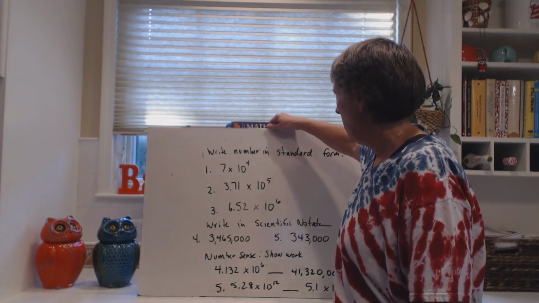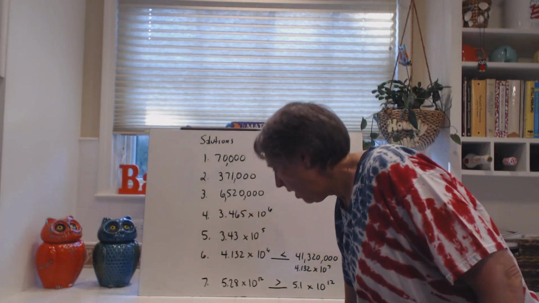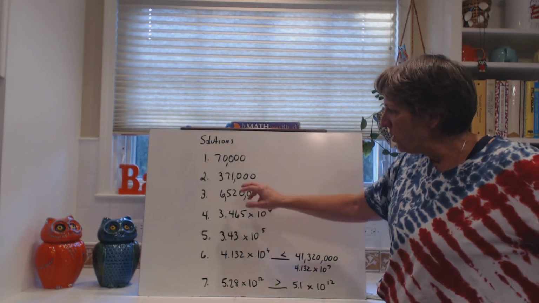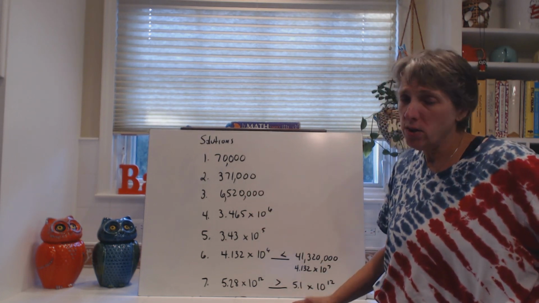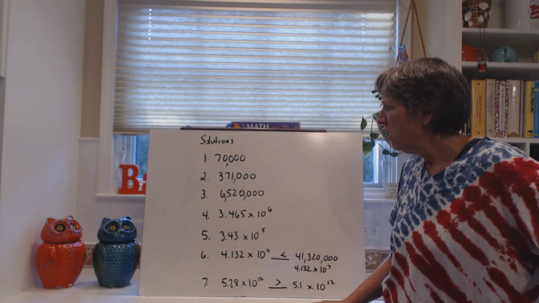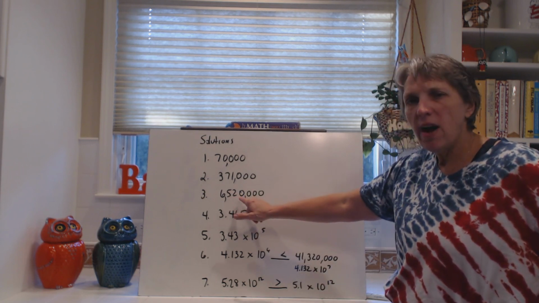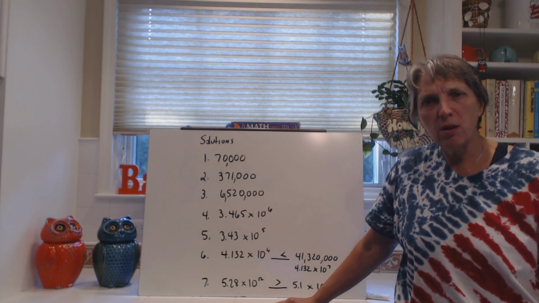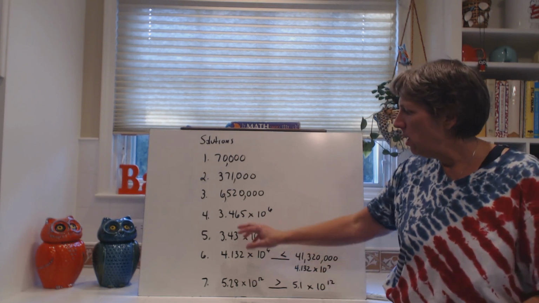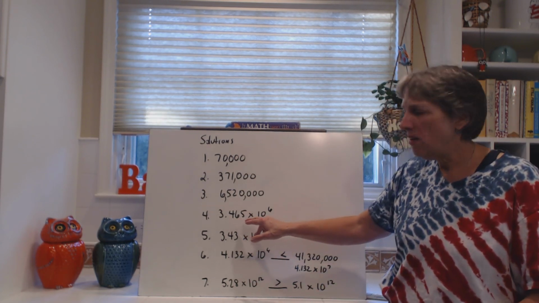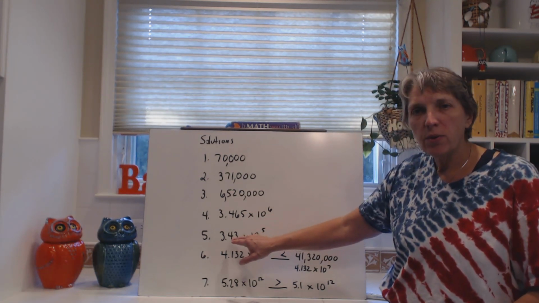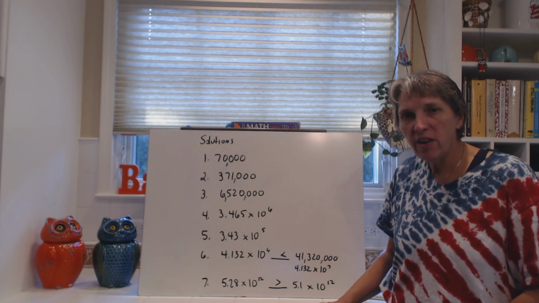All right. Here we go. On the first one, you should have gotten 70,000. On number 2, 371,000. You have to have the commas in there. Number 3, 6,520,000. Now number 4, you were switching them from standard form to scientific notation. 3.465 times 10 to the 6th power. Number 5, 3.43 times 10 to the 5th.